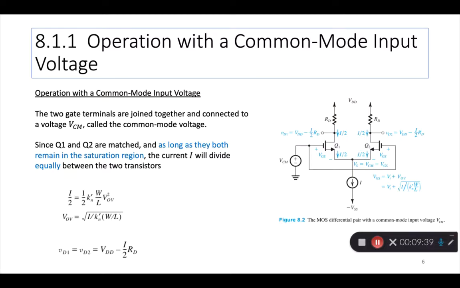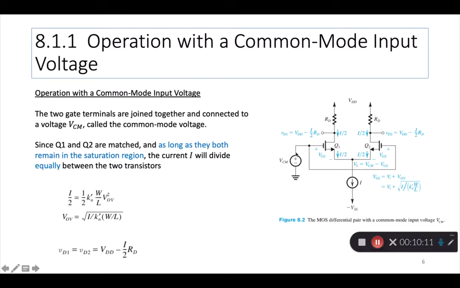So let's look at 8.1.1, which is operation with a common mode input voltage. A differential amplifier has two types of input, or you can put the input signal in two ways. One is through a method called the common mode, and the other is the method called differential input. So let's see what the difference is.